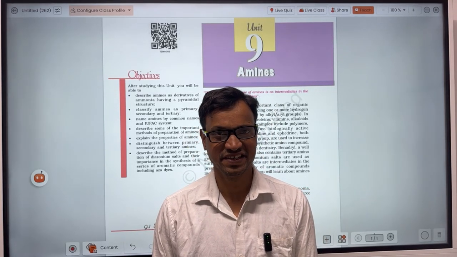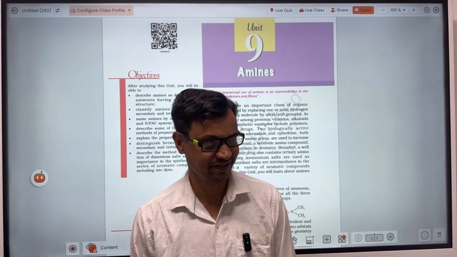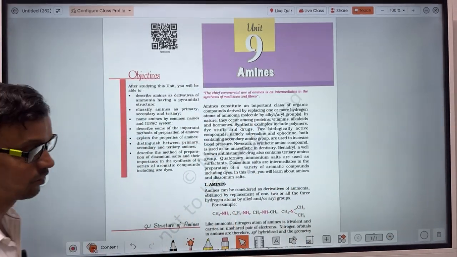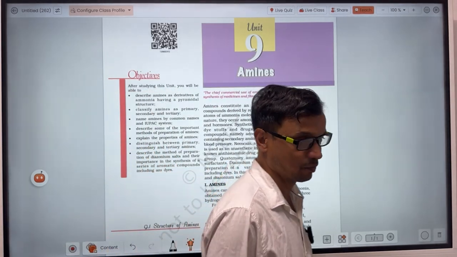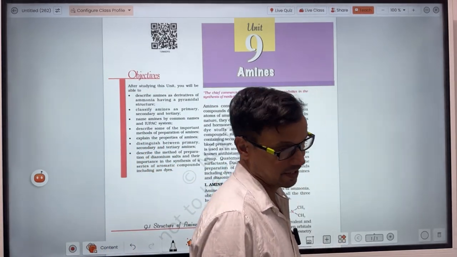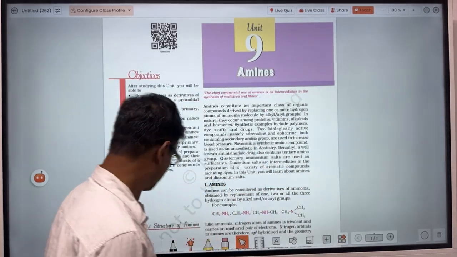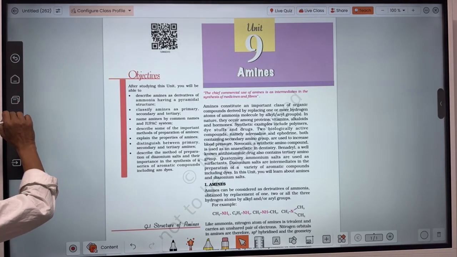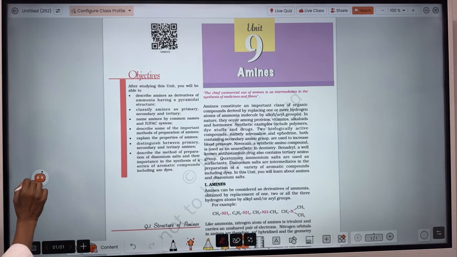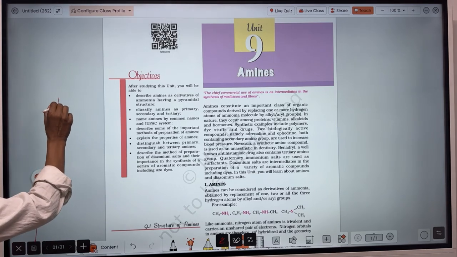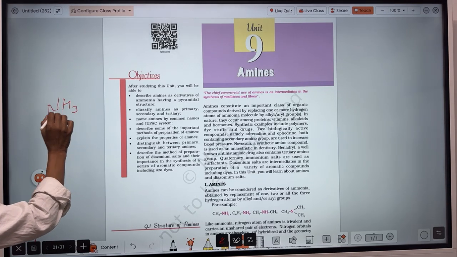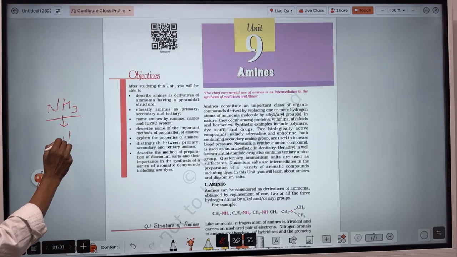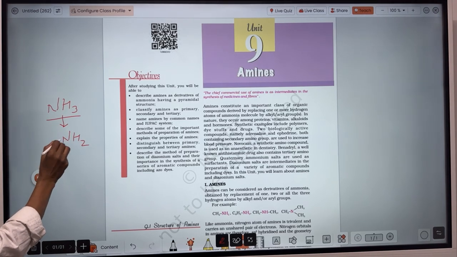In this class, we will discuss amines. Firstly, what is an amine? You already know ammonia. What is ammonia? NH3, ammonia. From this NH3, when one hydrogen is removed, that is NH2.